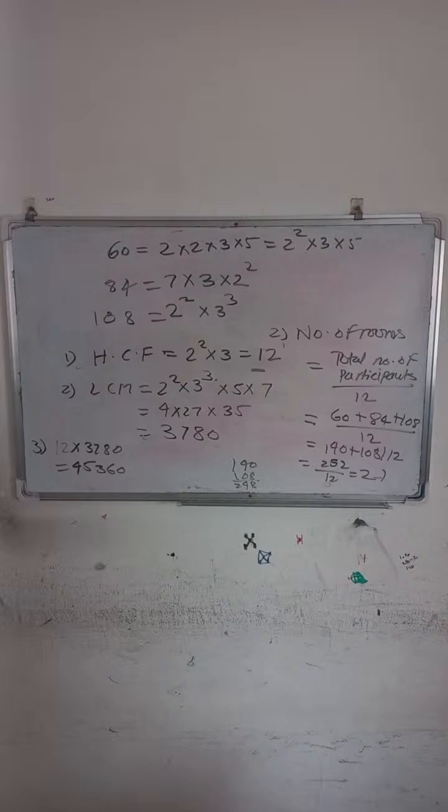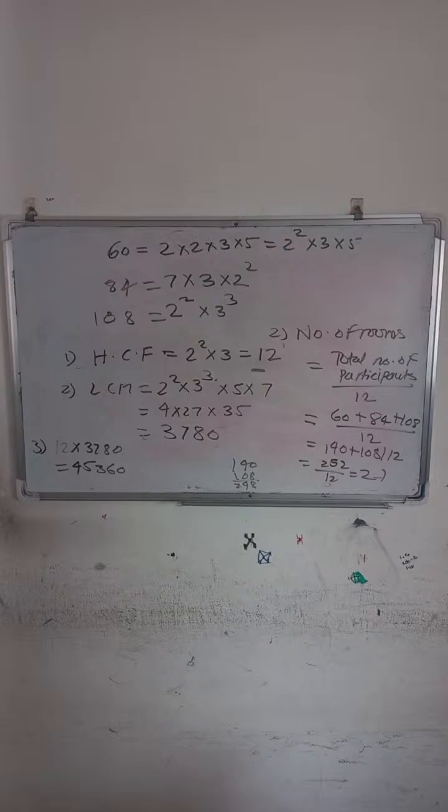Next question, write down. Show that 12 raised to n cannot end with digit 0 or 5 for any natural number n. Okay, this is also a very important question.